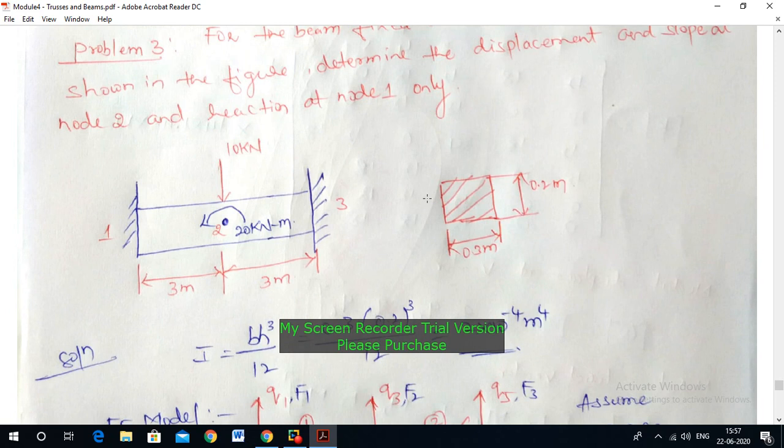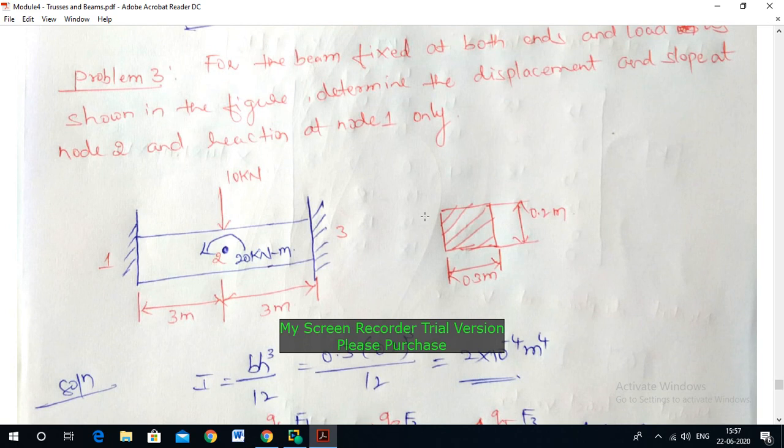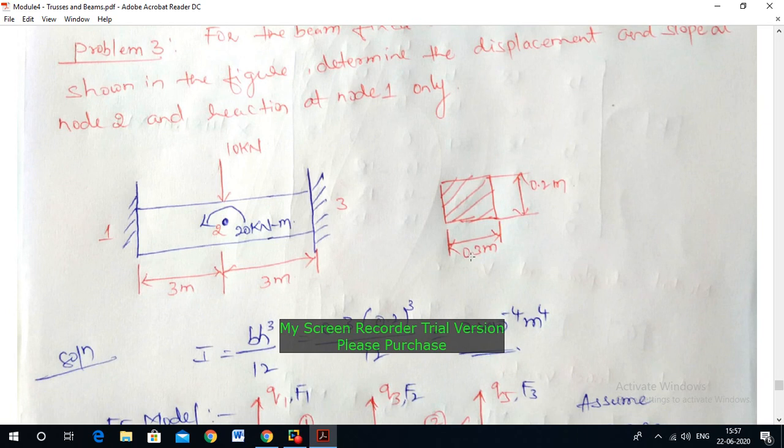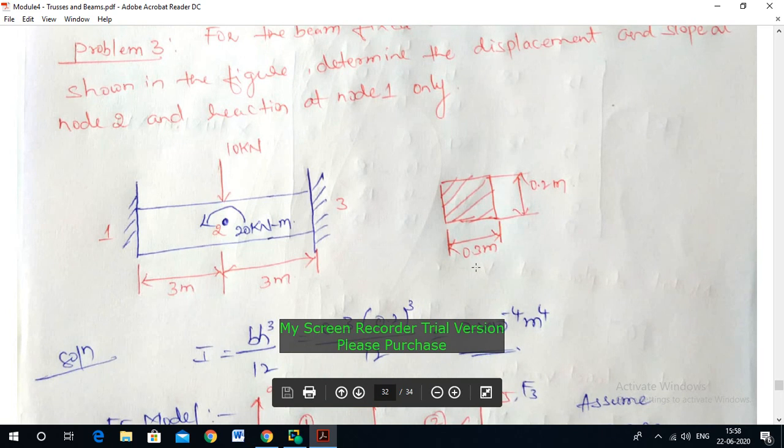In this problem, the I value is not given, because the moment of inertia for the beam is not given. You have to find it out. The moment of inertia for the beam element of square cross section is given by BH cube by 12. Breadth is given, height is given. Breadth is 0.3 and height is 0.2, cubed, divided by 12. Simplifying this value on the calculator, I will get 2 into 10 power minus 4 m to the power of 4.